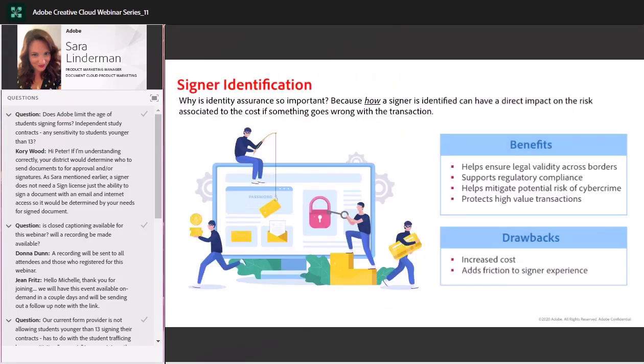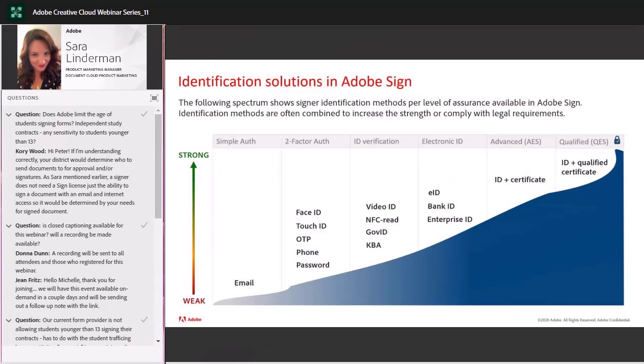All right, let's talk about identification solutions within specifically Adobe Sign. In Adobe Sign, you can add more direct forms of ID verification, such as government ID, which uses a predictive machine learning algorithm that analyzes government-issued ID documents at the point of signing. You can also use certificate-based digital signatures that include identification by a third-party trust service provider.